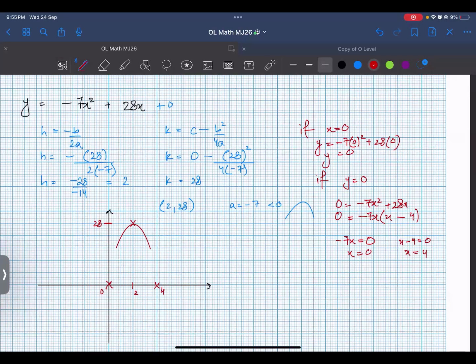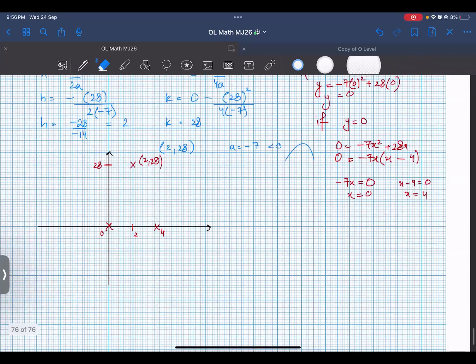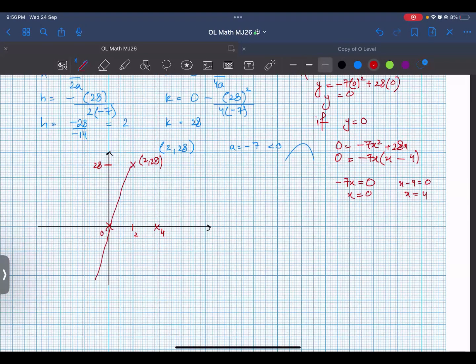So the graph is passing through 0 comma 0. It is passing through 2 comma 28. It is passing through 4 comma 0. Now you have all the points. You will now join them.